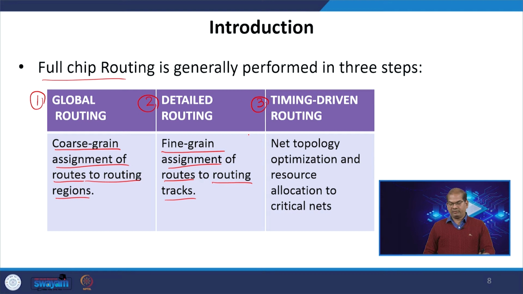What is this timing driven routing? The third phase is basically what we are worried about, the optimization of our critical path. So, we need to look into the critical path and check if my timing is not met, we need to do net topology optimization, resource allocation on the critical nets. Okay. So, what we are doing? Net topology optimization and resource allocation. So, some of the things will apply to the detailed routing based on the critical nets to improve the speed of the overall design.